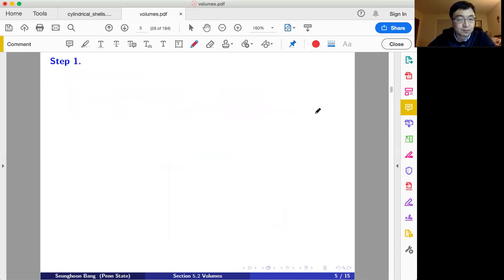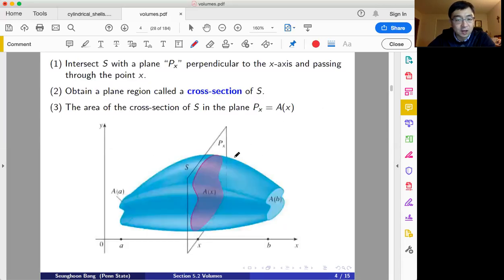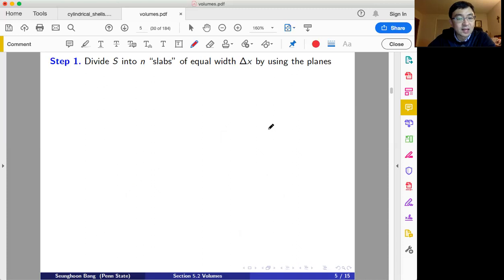Next step: how can you find the exact volume of this? Divide S into n slabs of equal width delta x by using the planes Px1, Px2, and so on, to slice the solid. Think about slicing a loaf of bread.